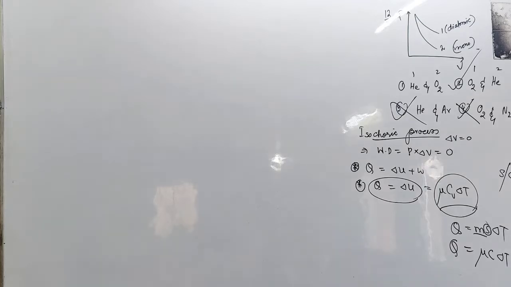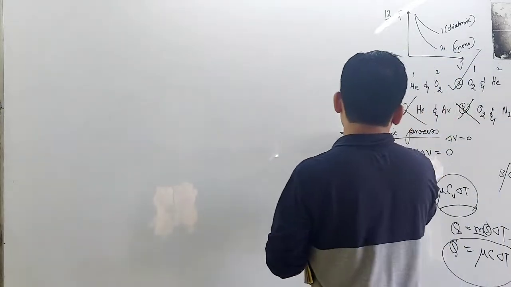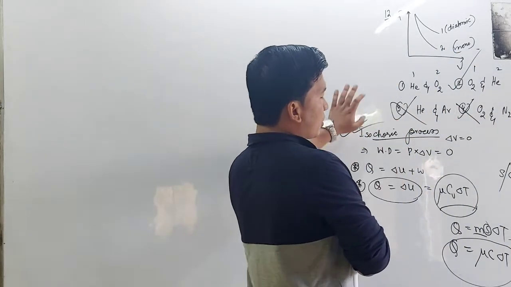You have to apply this formula. Understand the way? Mu C delta T. Mass is replaced by mu, the number of moles, and this is also a specific heat. Understood? Simple enough. This is an isochoric process; the volume is constant.